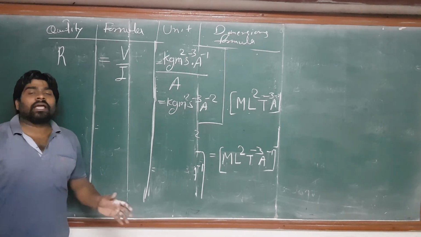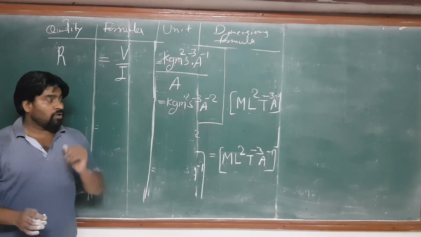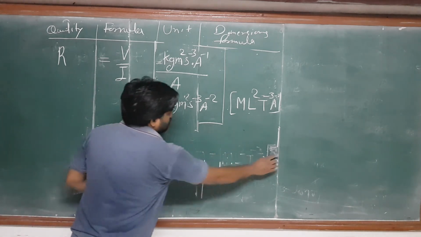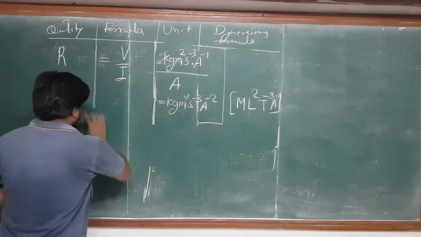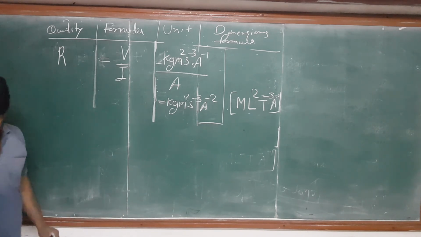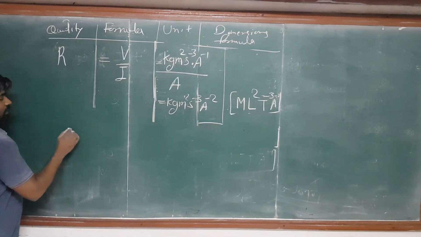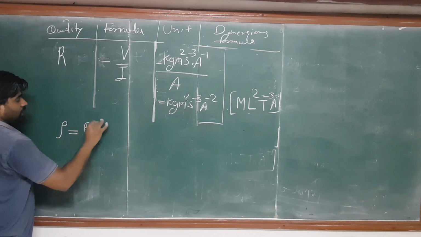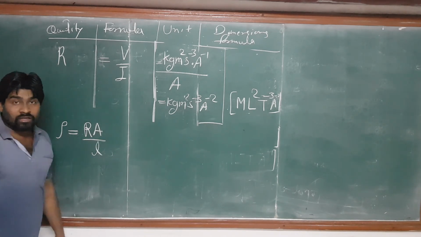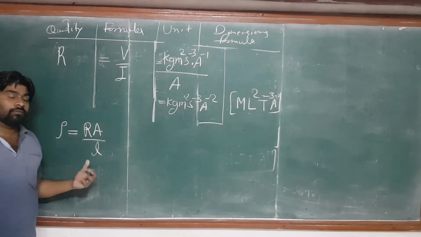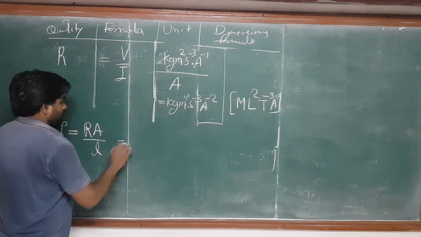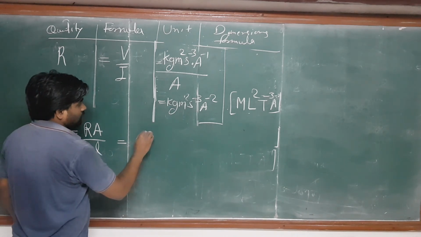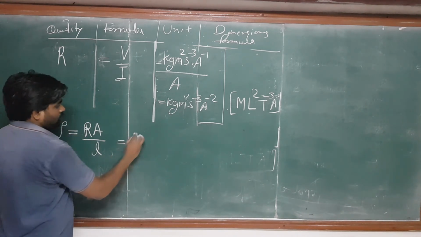You can do the same for the resistivity. Okay, so I'm going to explain the resistivity. You learned about the resistivity in class 10. Okay, so tell me what is the resistivity? Yes, you are going good. The resistivity is known as rho, equal to R A by L. This is the formula for the resistivity, right? And the resistance has this unit. So you can convert it into the dimension formula.